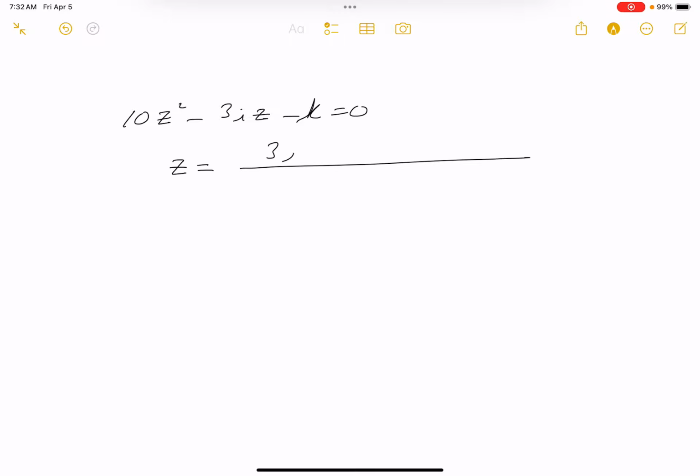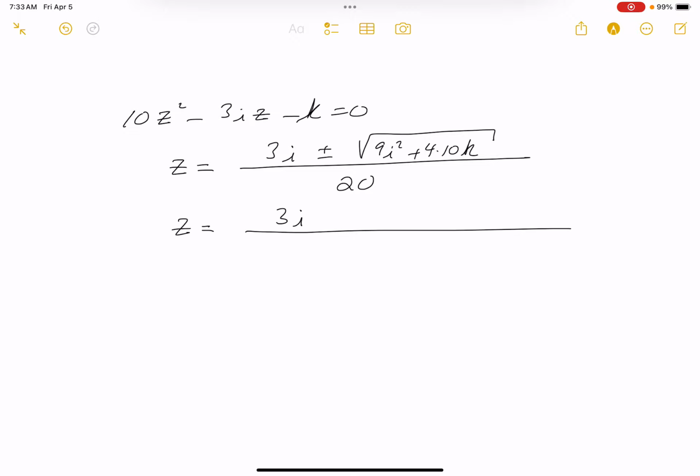And you can get 3i plus or minus, the bottom is going to be 20. I'm using the quadratic formula, so it's going to be 9i squared minus 4 times 10, and then a minus k, so I'm going to put the plus sign there. Let's simplify this a little bit, and then I'll look at the first statement. This is plus or minus the square root of 40k minus 9, and what do you get up here? Over 20.